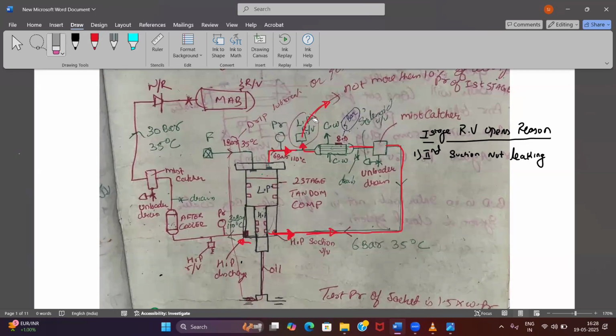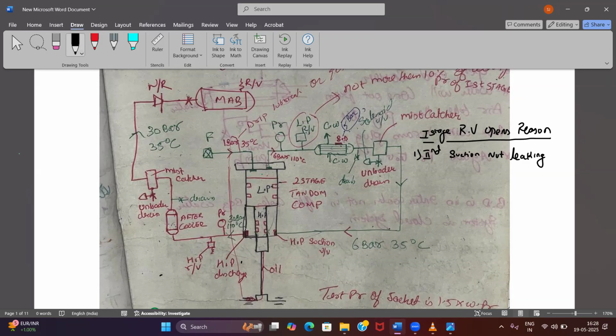Sir, if the unloader doesn't function, there is water in the system. Unloader doesn't function means the unloader is not functioning, so if there is still water or moisture in the system, it can expand. No, sir, water can't compress, so the relief valve might open. No. The second reason is also related to the second stage.